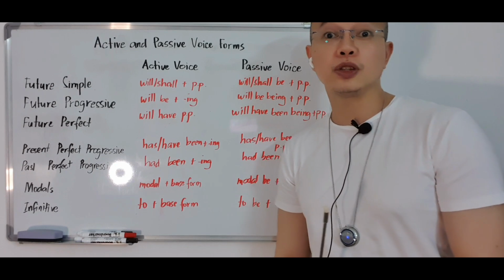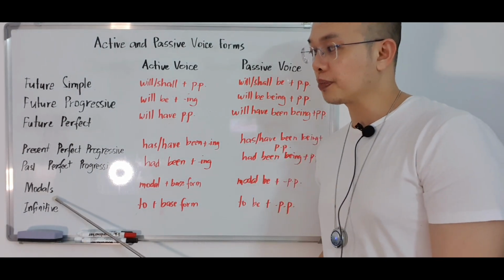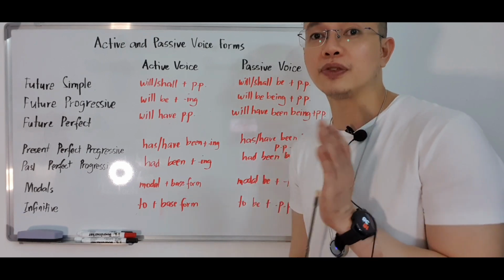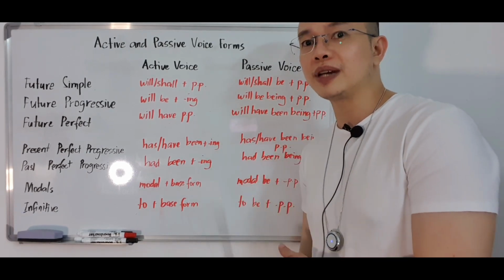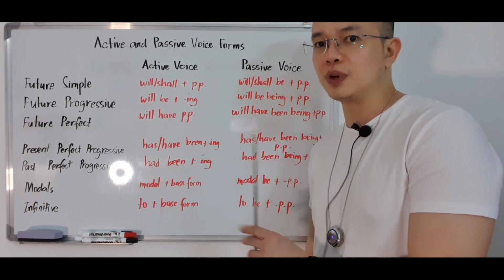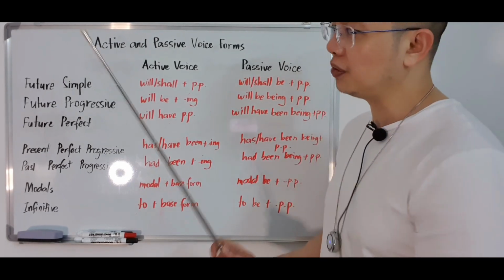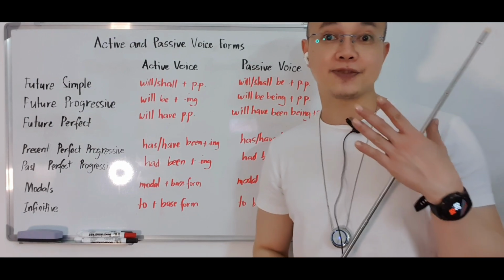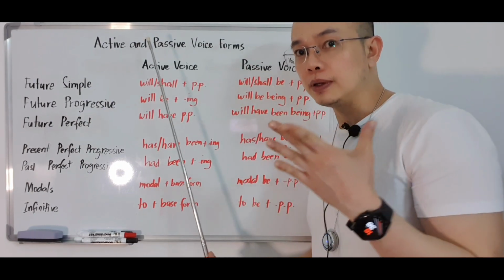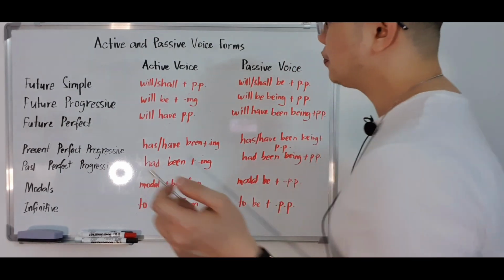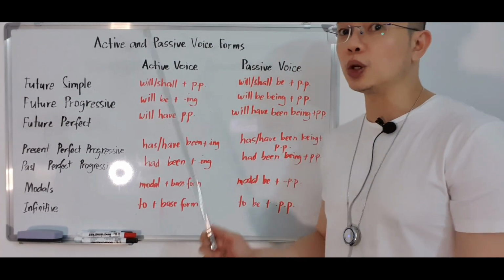Okay, anyway, but they are also considered because you also have to remember they have active voice forms and passive voice forms as well. Okay, anyway, let's have the future tenses first. So let's have simple, and then progressive, and then the perfect. All right. Anyway, the future simple, you will have will or shall.